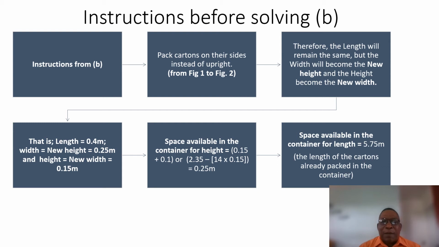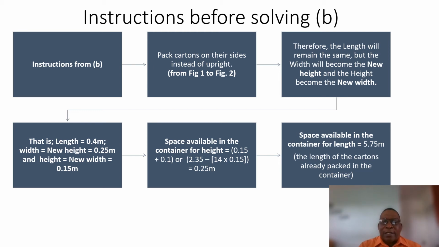Now let us work out the space available in the container for height. Initially, what remained on the height when we calculated A was 0.1 of a meter. They ask us to remove one carton, and the height of one carton was 0.15. Therefore, 0.15 plus 0.1 gives us 0.25 meters. That would be the space that is now available in the container for the height.